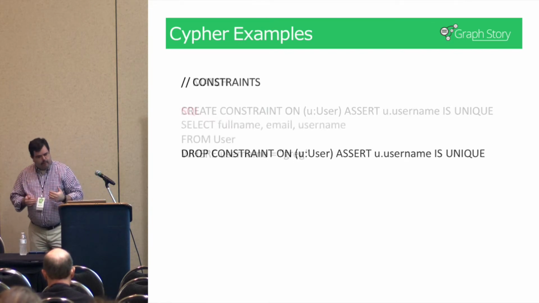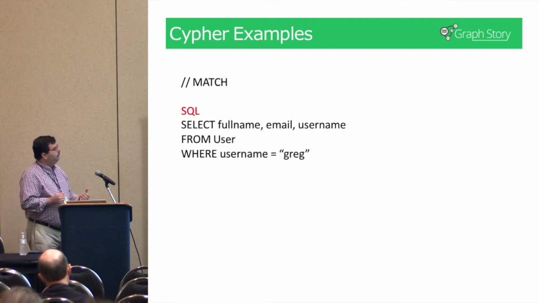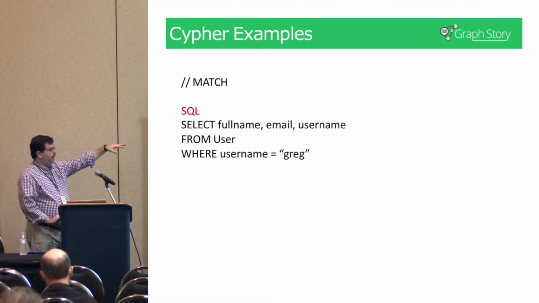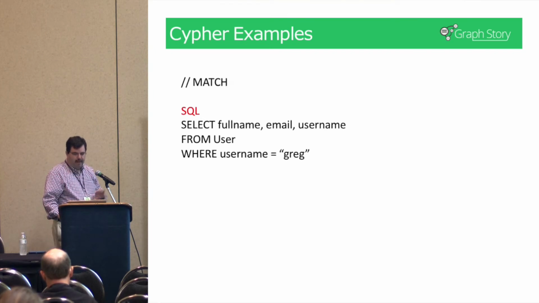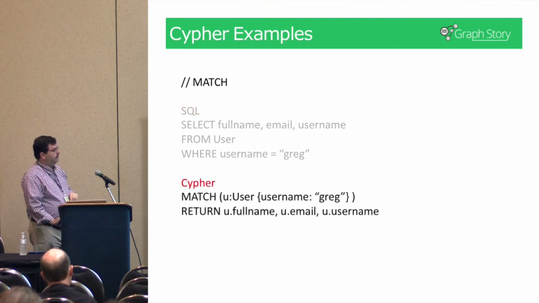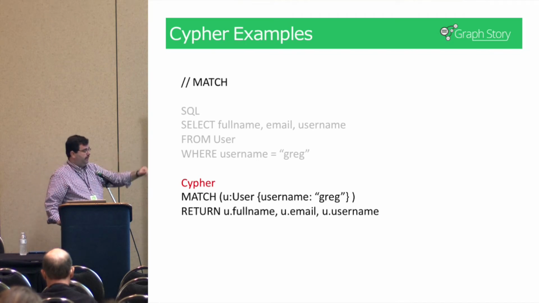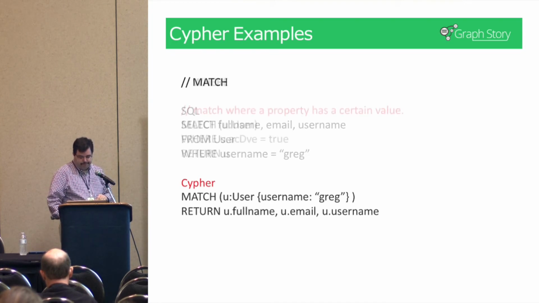So a little bit of a one-to-one comparison with SQL. You can see here, select full name, email, username from user where username equals Greg. Everybody's pretty familiar with this, I'm guessing? No? Yes? Okay. And the same thing in Cypher. So one thing that you can do here is if you wanted to return just everything about that user, you just return the user, but you can get fine-grained and say, I just want these properties back. And essentially doing a match on username.